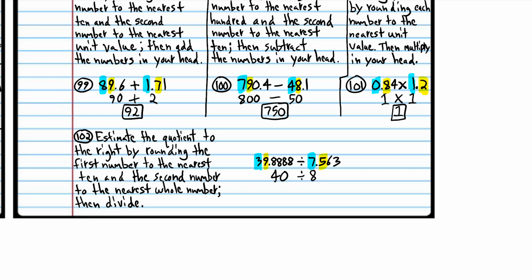Now we can easily do 40 divided by 8. Well, 8 times 5 is 40, so we know it's going to be 5. And again, it's approximately 5. It's not exactly 5. So 40 divided by 8 is 5 because I know my multiplication facts. 8 goes into 40 5 times, so it's 5.